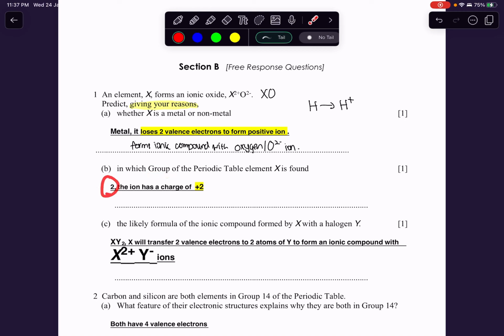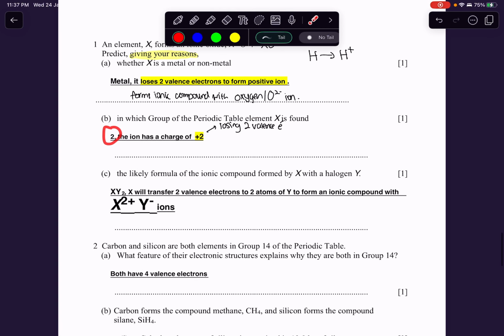It is definitely group 2. Why? Because it has a charge of plus 2. A charge of plus 2 is due to losing 2 valence electrons. Remember, valence electrons translate to the group number, so it's group 2.